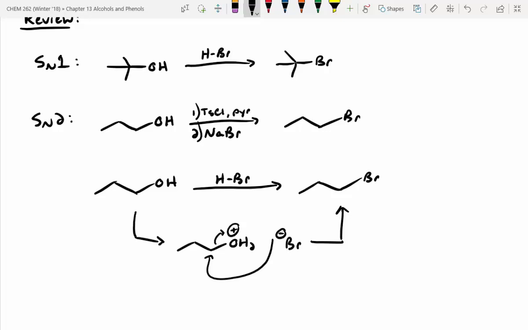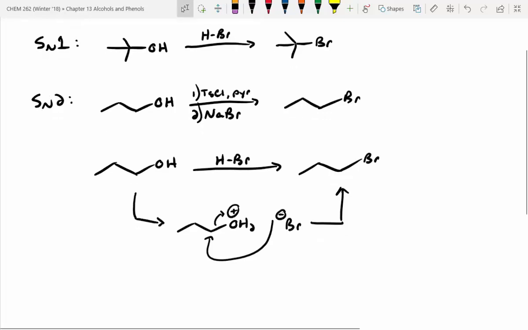However, the steps are different, right? In SN2, we never go through a carbocation. We just have our bromide attack the backside and kick off our water. And this does work for simple alcohols. Does that make sense?